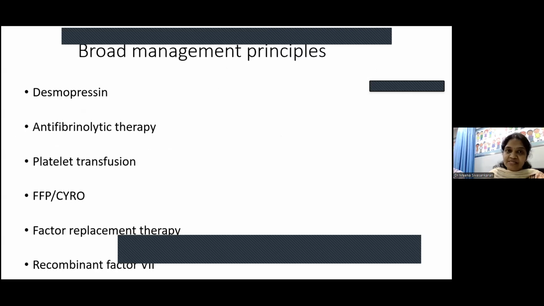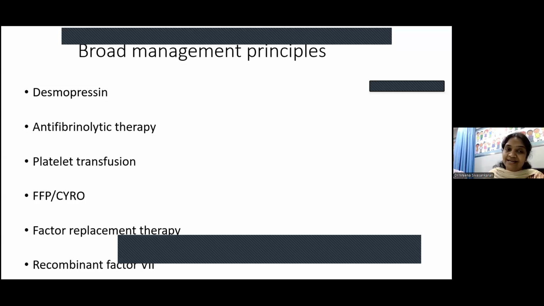And a broad management principle: in case they present with mild mucosal bleed, we can consider antifibrinolytic therapy, tranexamic acid at a dose of 15 mg per kg, either oral or intravenous, based on the severity of the bleed. If they have low platelet count, or if platelet dysfunction is the underlying problem, consider platelet transfusion. If it is a factor 8 deficiency, consider cryo. If it is von Willebrand, consider cryo. Fibrinogen deficiency, consider cryo.